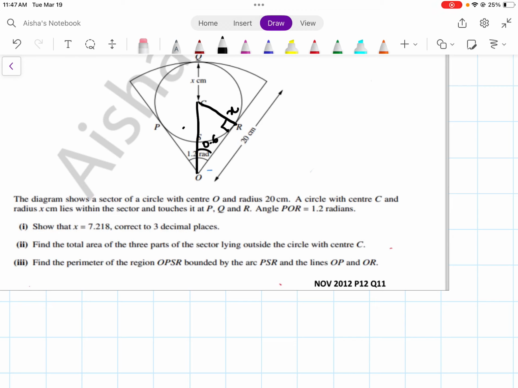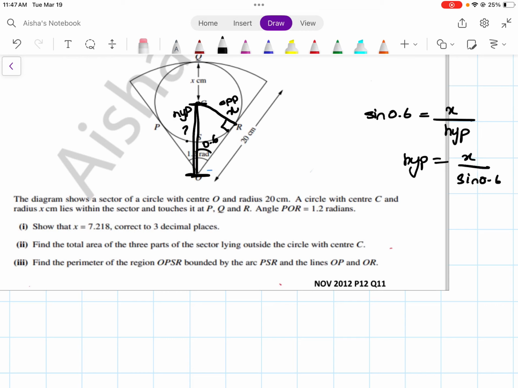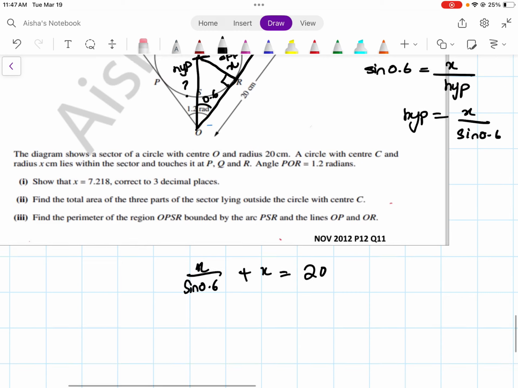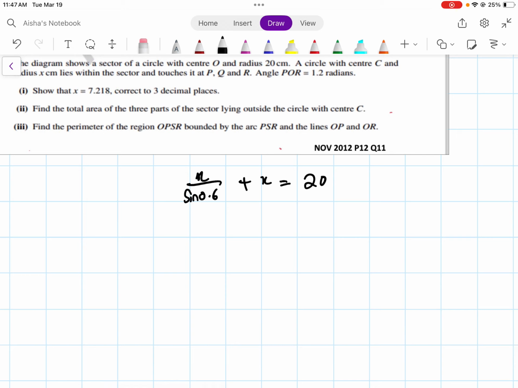Okay, let's find out this length in terms of x only. So with respect to this angle, this is opposite and this is hypotenuse. Sine 0.6 is equal to opposite upon hypotenuse. Hypotenuse becomes x upon sine 0.6. This is this value. If you add plus this value which is x, the entire length is equal to 20. Now I can find out x.